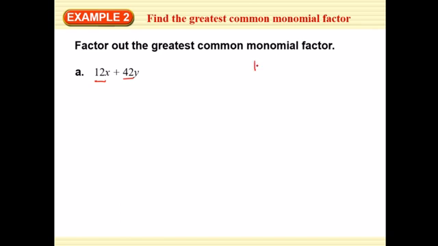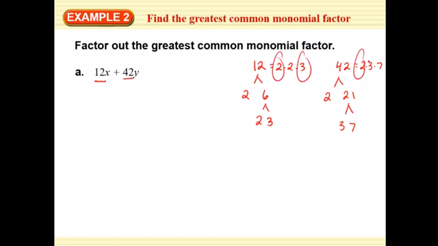One way to do it is you can break 12 down into its factors, so it's prime factorization. So I've got 2 times 6, which is 2 times 3. So 12 is 2 times 2 times 3. And 42, if I were to do that for 42, it'd be 2 and 21, and 3 and 7. So this is 2 times 3 times 7. So the greatest common factor, they both have a 2, and they both have a 3.